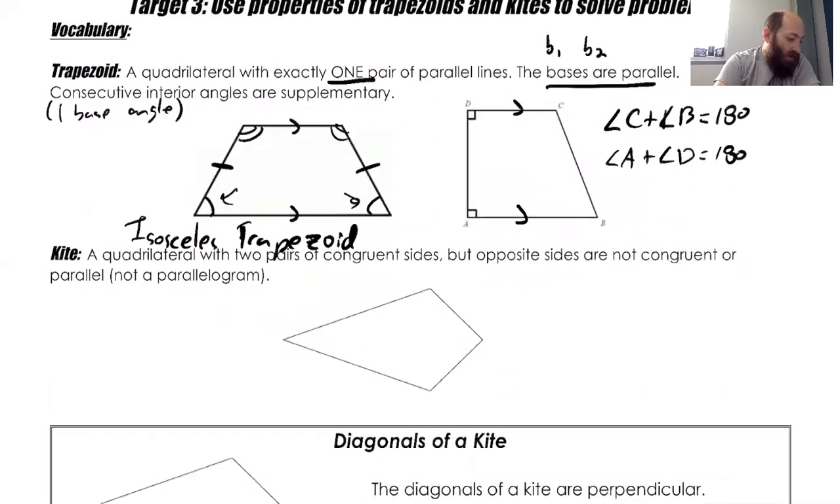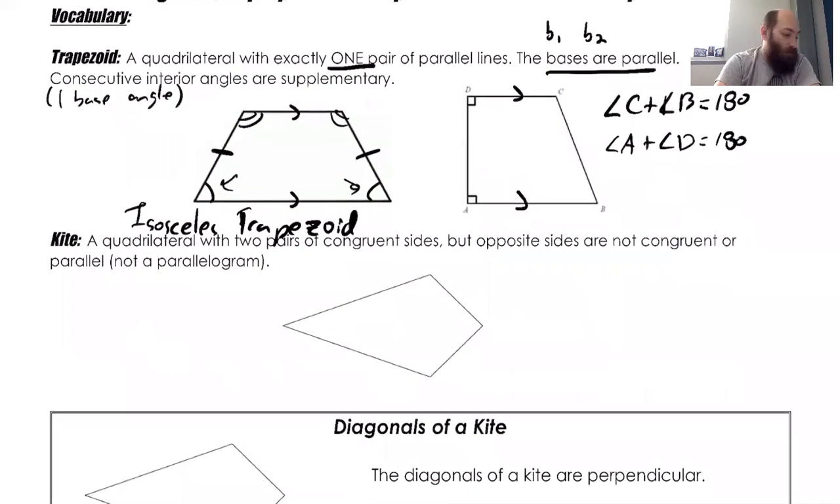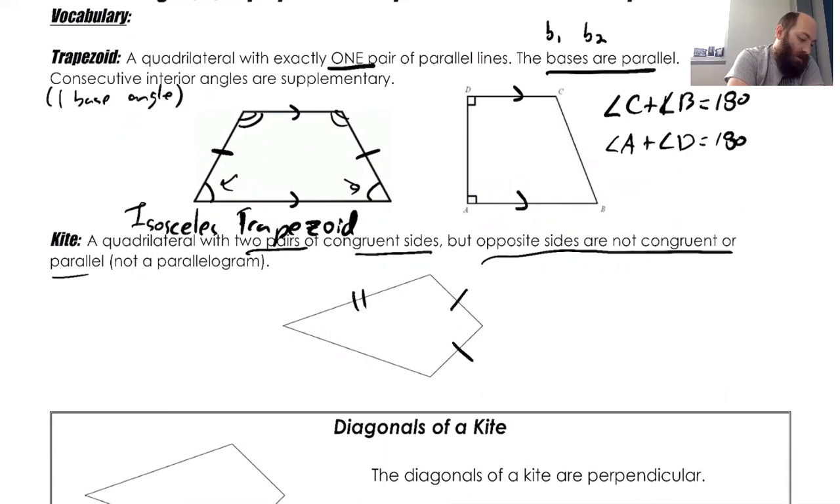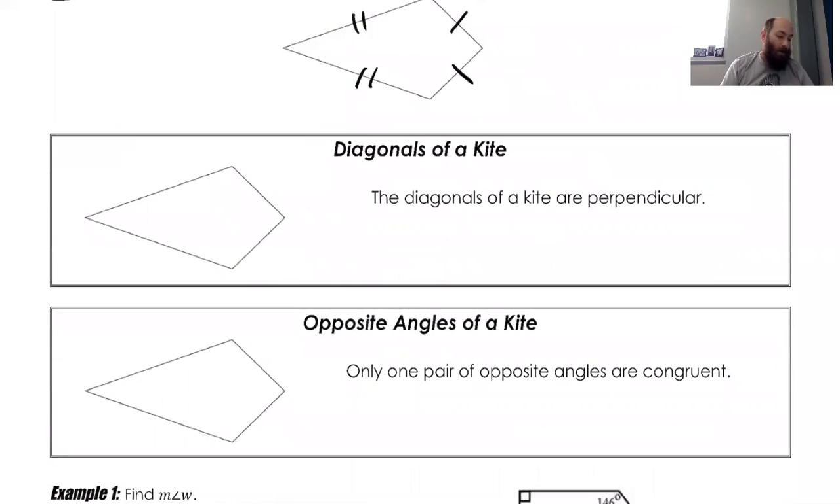All right, the other shape we're going to look at is called a kite. That is a quadrilateral with two pairs of congruent sides, but opposite sides are not congruent. And there are no parallel lines here. So it looks like this. Those two are congruent, and then those two are congruent. But when you look across, that's not congruent, and that's not congruent either. It's two pairs of congruent sides, but they have to be next to each other, not across from each other.